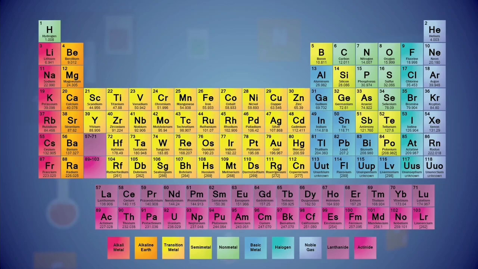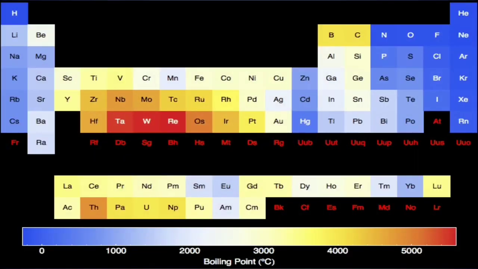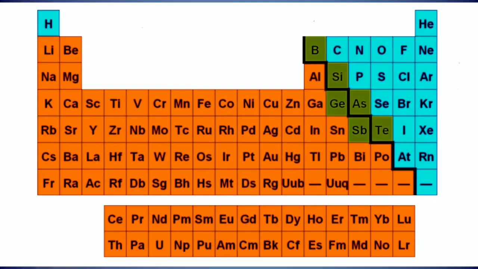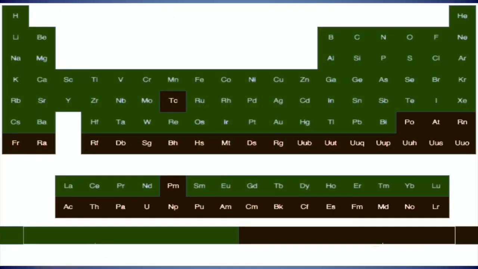You can notice how the gases, liquids and solids are all clustered together. And even the melting points and boiling points of these elements form a really nice pattern. Over here, you can see the metals, non-metals and metalloids in different clusters. And over here, you can see the radioactive elements are all together.